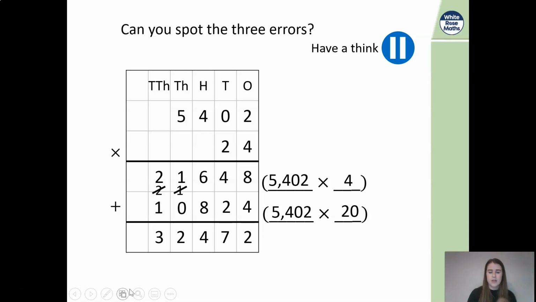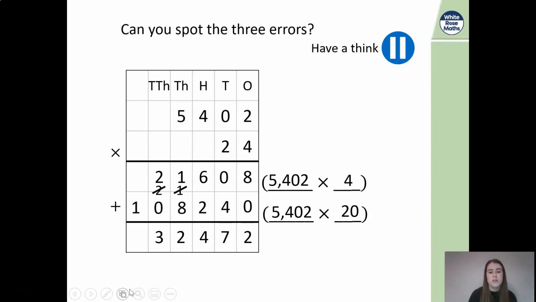Now, have a look at this one here and pause the video. Can you spot the 3 errors? Okay, so the first error I'm going to be looking at here is 4 multiplied by 0. We know when we multiply anything by 0, it's going to be 0. So we need to change this answer here. So that should be a 0. Now, you might also notice when we've multiplied by 20, we didn't use a place value. So we need to move these digits along to then add our place value in.